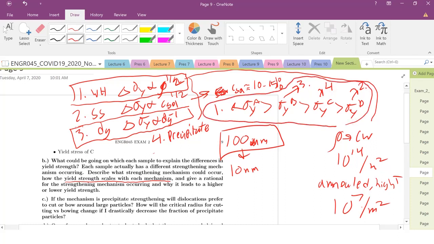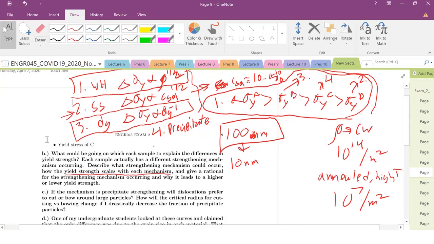So again, you could switch the order. Generally, I would think that the solute strengthening would be the least effective, and then again, the work hardening. You could switch work hardening and DG. Again, it's all about talking through this example and describing. I'm more looking for the scaling behavior here. That's the most important parameter that we could talk about here.